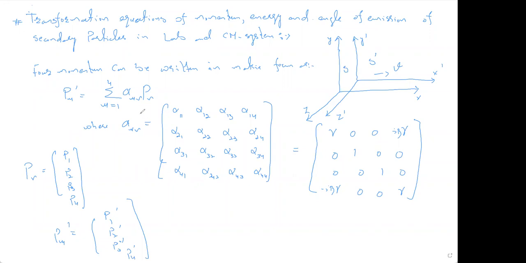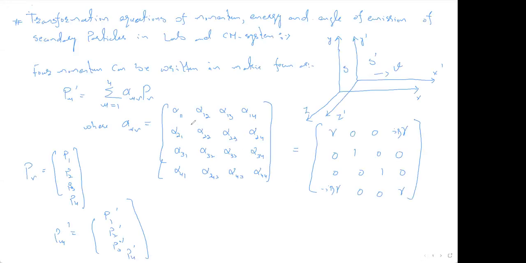So I will write down this equation in a matrix form. I will say that P1 dash will be equal to alpha 1 1 P1. Once you multiply these elements to P new, look at this equation: P1 alpha 1 1, P2 alpha 1 2, P3 alpha 1 3, P4 alpha 1 4.